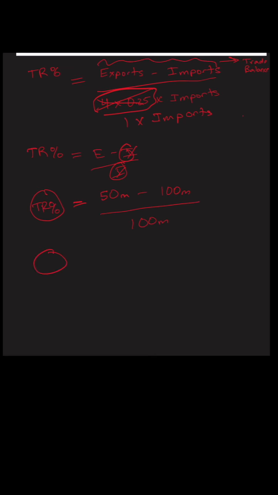So when you break it down, you have negative 50 over 100 right here. So that equals negative 50%. That is how much the trade deficit with the U.S. is. And this is a hypothetical country. This isn't a real country.